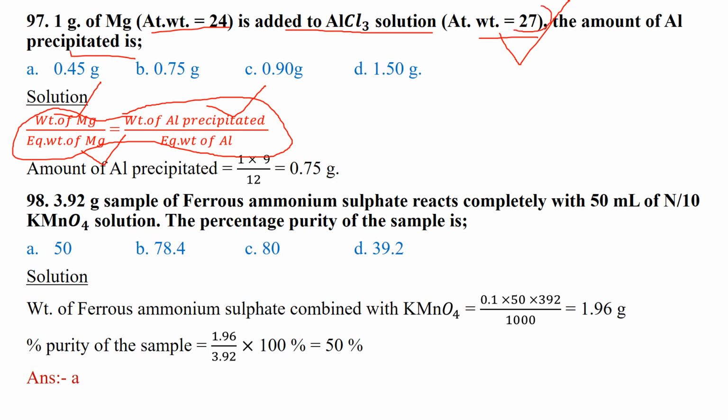What is the equivalent weight of aluminum? It is 27 by 3, where 3 is the valency of aluminum. So atomic weight divided by valency gives the equivalent weight, and the answer will be 0.75 gram.